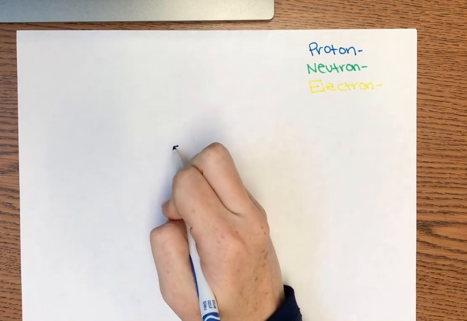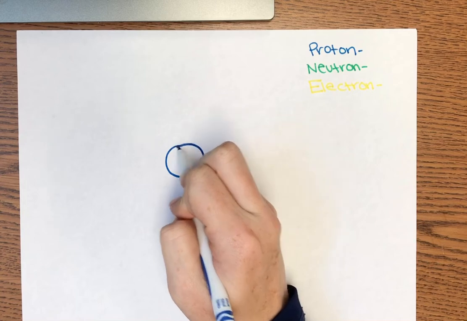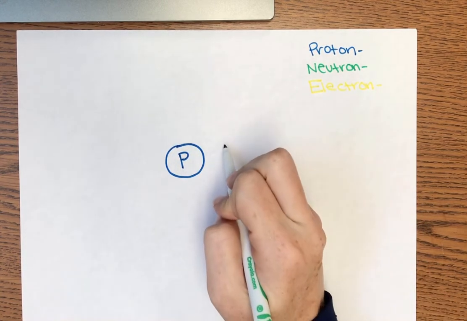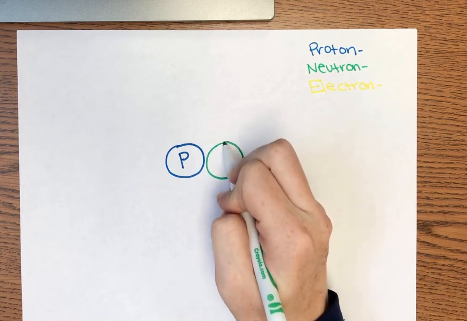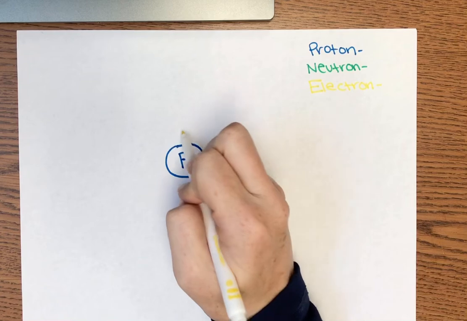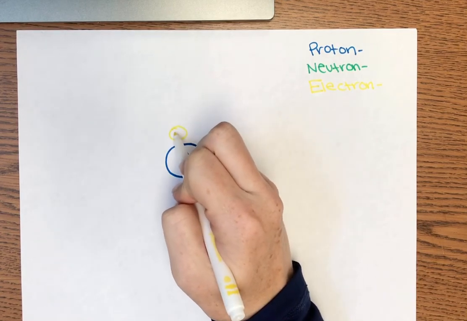Okay, so I'm going to go ahead and draw that triple bubble. Remember, our proton and our neutron are about the same size, as close as you can get it when you draw it. Then our electron is up here, and it's smaller.